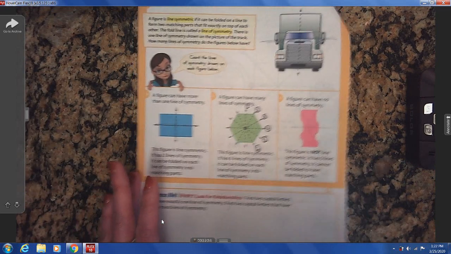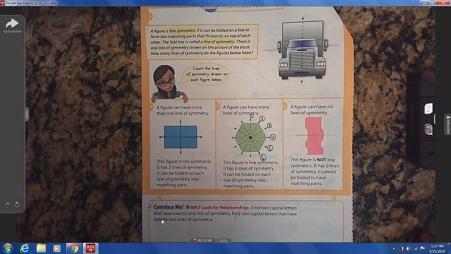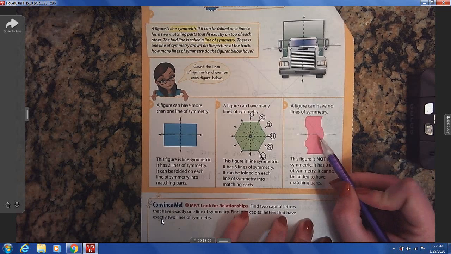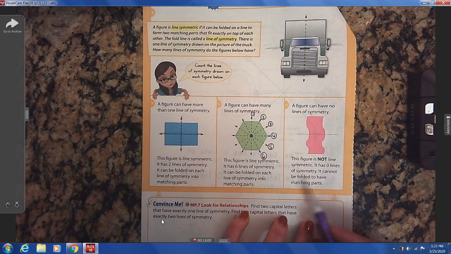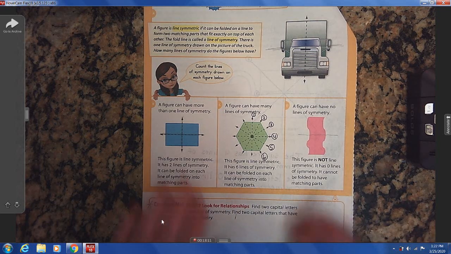So you just have to use your ability to judge what is the same to you, what looks the same and what looks different to you, to find something equal. And if you can see that you draw that line and both of them are exactly the same and equal, then the figure would be line symmetric.